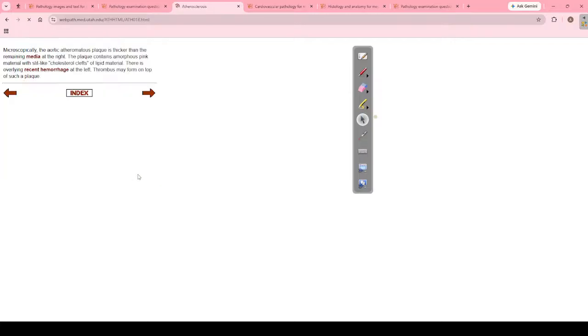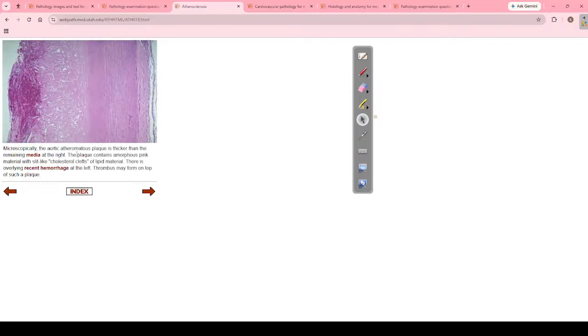Then, there are three aortas which are shown here: mild, moderate, and severe from bottom to up. This is very mild, this is moderate, and this is very severe atherosclerosis. Microscopically, the aortic wall is thicker than the remaining media. So this is the media, and that is the recent hemorrhage. This is all an atherosclerotic plaque.